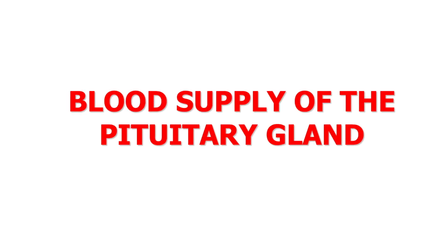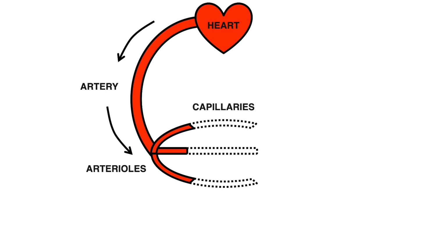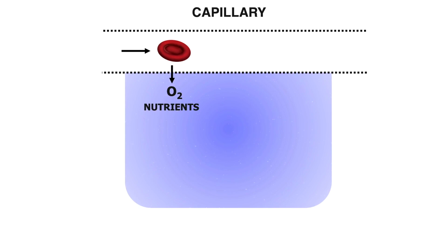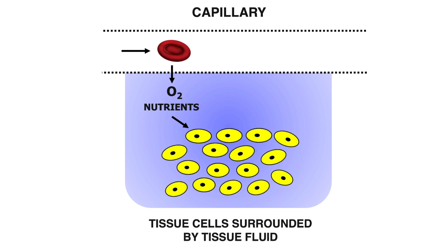Blood supply of the pituitary gland. Before diving into blood supply, we spoke about the heart and the blood vessel carrying blood away from the heart, which is called the artery, which divides into smaller blood vessels called arterioles, which will then form the capillaries. And here we saw that the capillary is the only part where material can go outside from the blood into the tissue fluid, and from the tissue fluid to the various cells. Whatever waste products are produced by the cells will go into the tissue fluid, and from there they can enter again into the blood capillary.